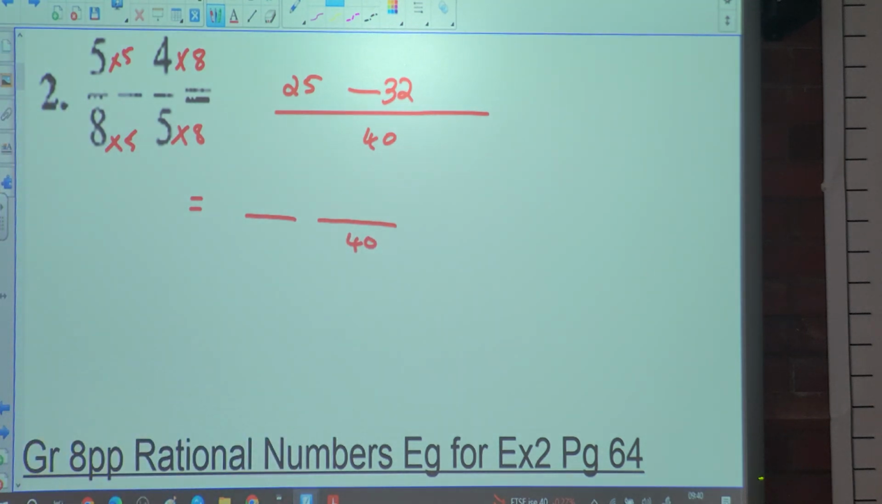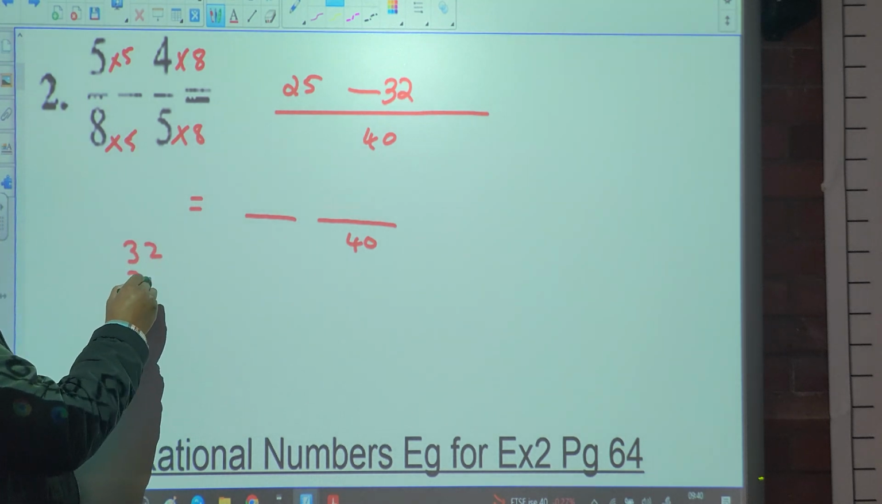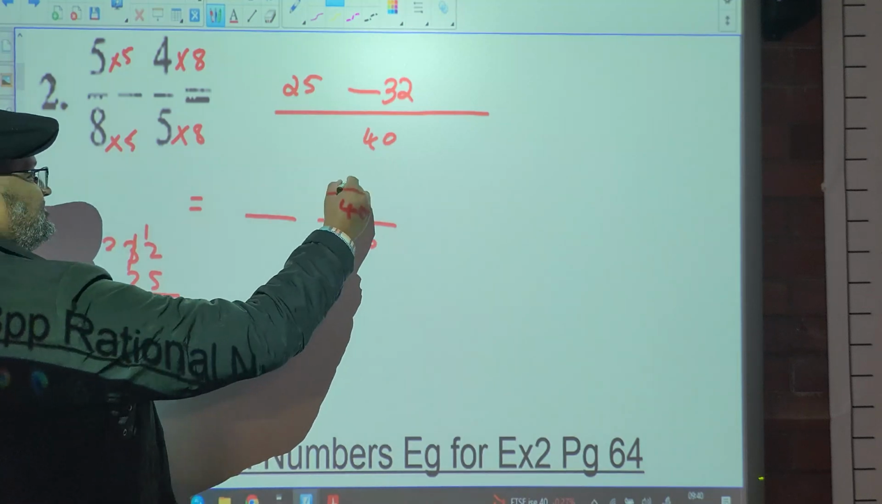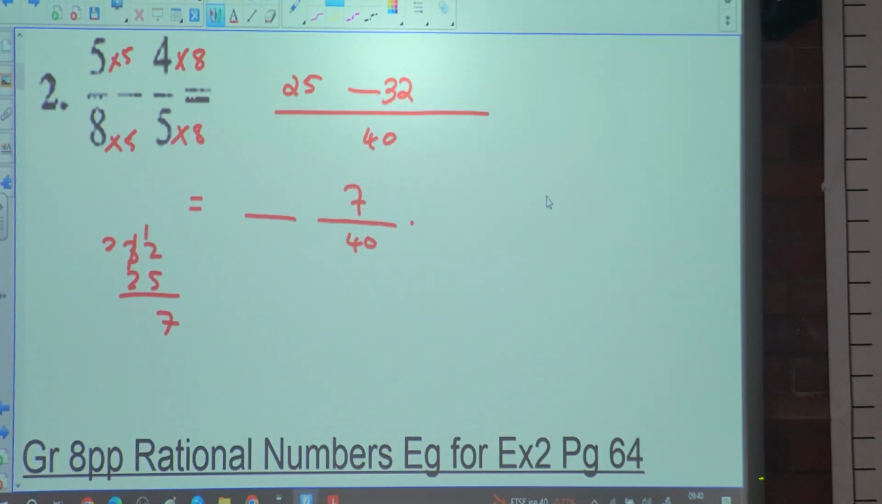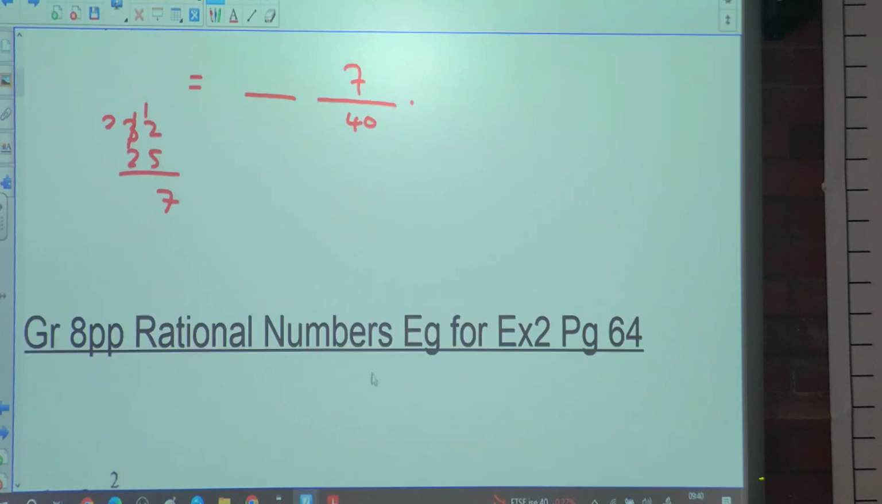The negative doesn't have to be so big. So what we do is subtract those numbers. What's 32 minus 25? 7. Just check. 7. Do you understand? Right. Next.